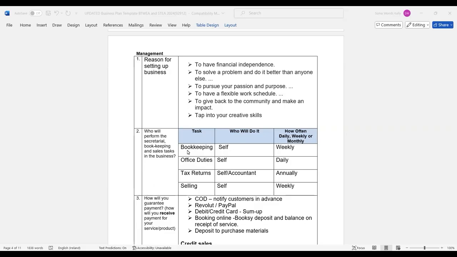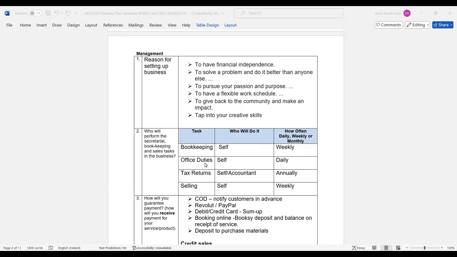The first one is the bookkeeping tasks. This is keeping a record of your day-to-day bookkeeping transactions, recording all your sales, recording all your expenses, keeping track of your bank account and your cash flow. And whoever is going to do this in your business, in this example I've put in self, and then how often you plan to do it. Bookkeeping should be done at least weekly, just to make sure you're keeping on track of all your transactions.